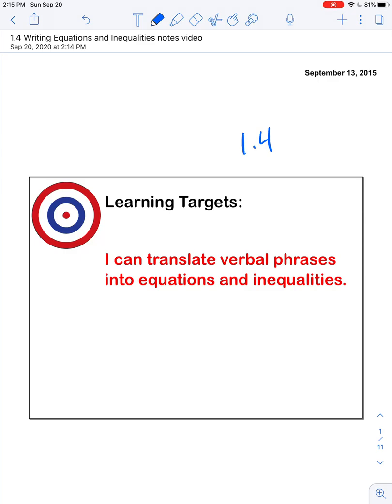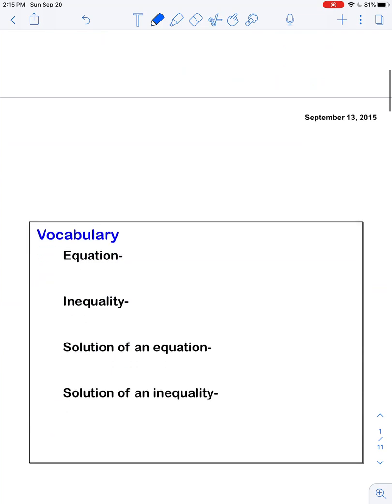What we're doing today is really similar to what we did yesterday, except yesterday we just transferred our words, our verbal phrases, into expressions. Today we're going to be doing equations, which will have equal signs, or inequalities, which will be using these symbols. And so there's going to be an extra layer to what we did yesterday.